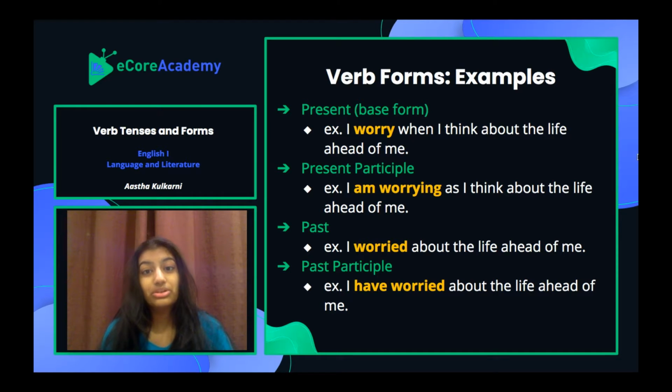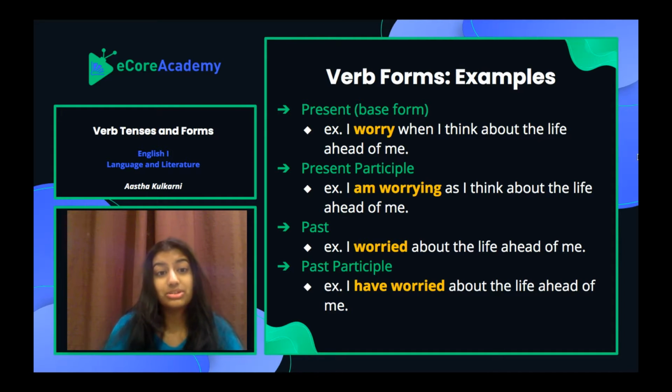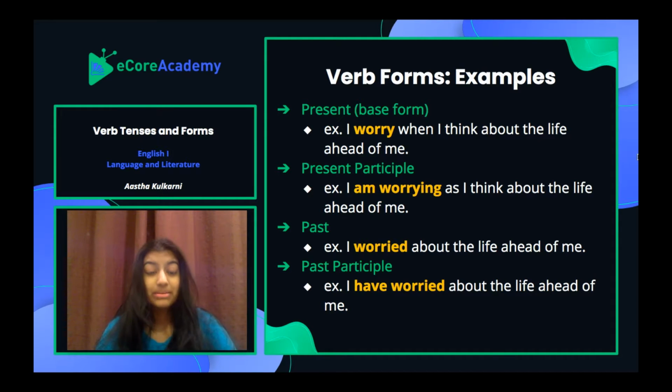Present participle: participles usually have some sort of ending on them. For present participle, we have ing. The example is, I am worrying as I think about the life ahead of me. Past: I worried about the life ahead of me. As most of you know, to create a past tense you can usually just add ed, but sometimes it does depend on the verb. Here we just added ed, and it creates the past tense. And then past participle: I have worried about the life ahead of me.